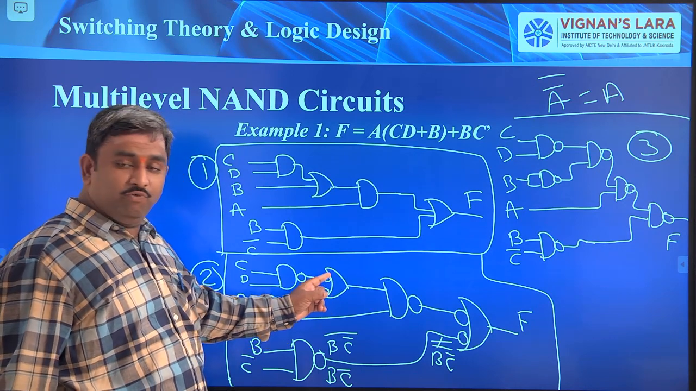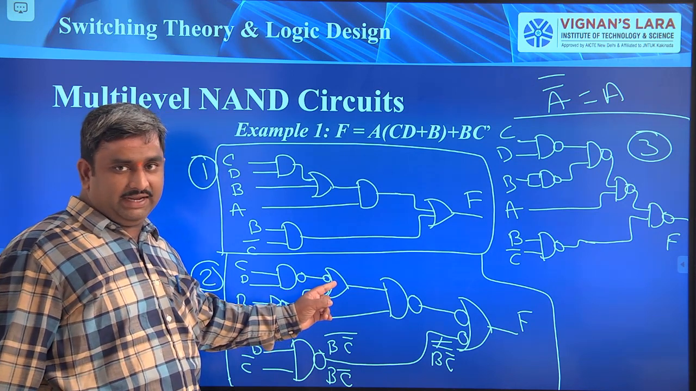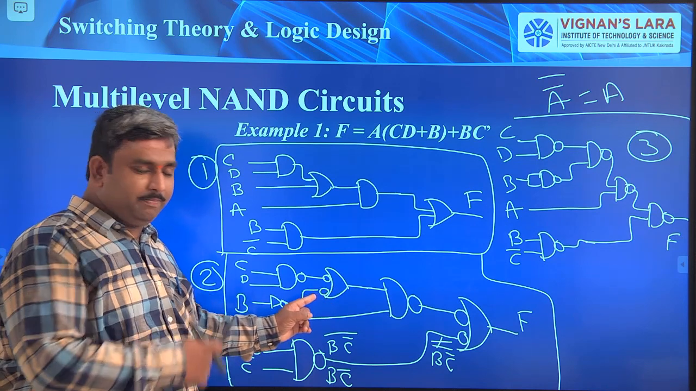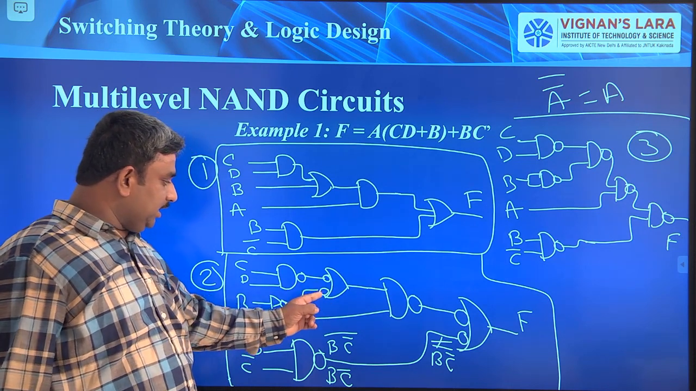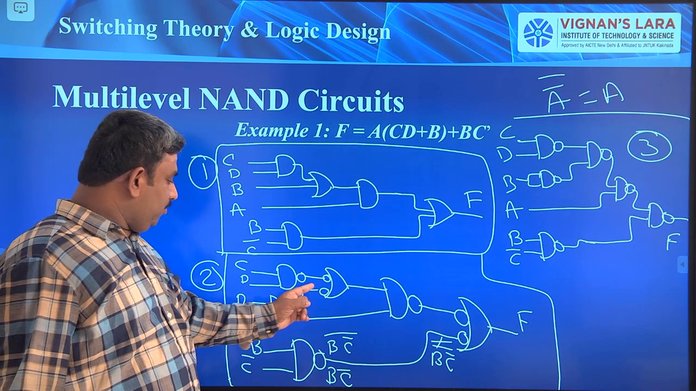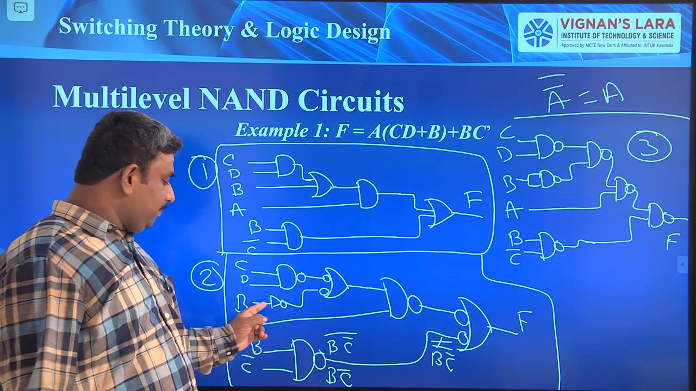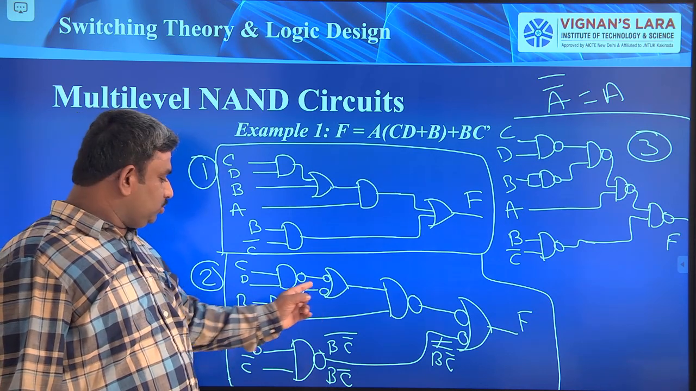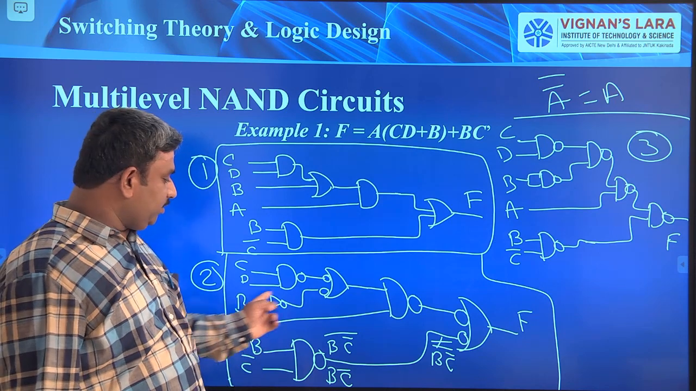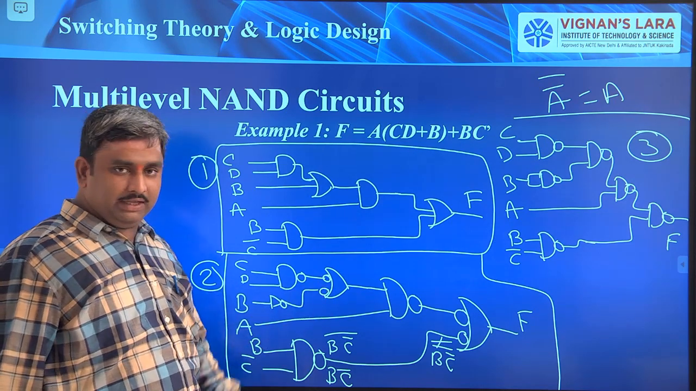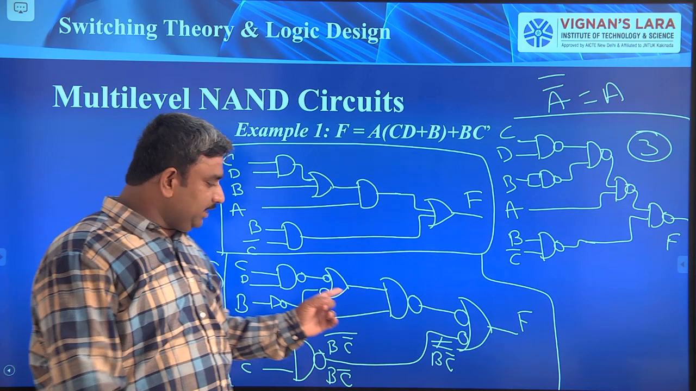So we know that bubbled OR is equal to NAND gate. Bubbled OR is equal to NAND gate, we have seen in the previous slide. So for that reason here also I have placed one more bubble. For getting this one as B, I have placed one more NAND gate here. So these two are the NAND gates. So finally I have given the B signal to this OR gate. So in this way I did the second step.